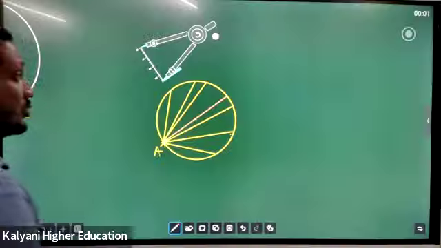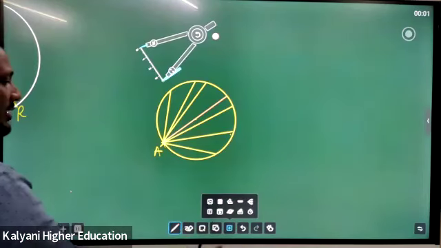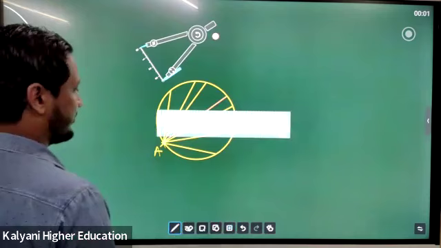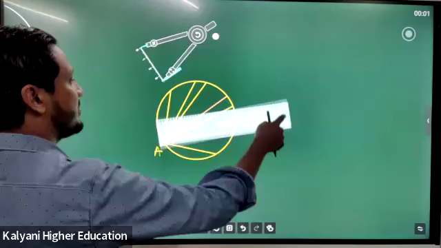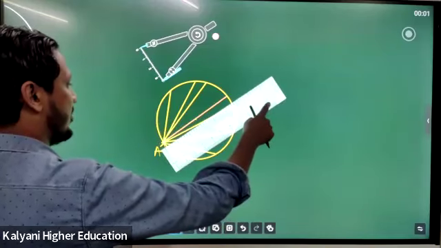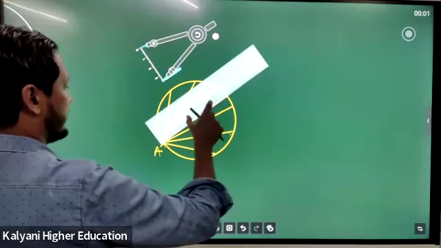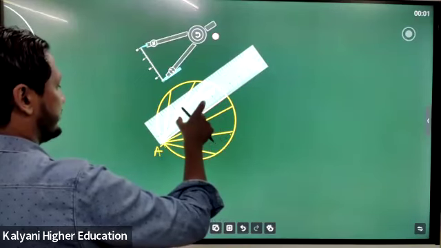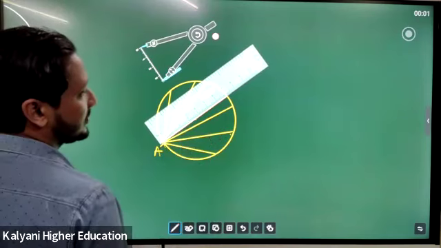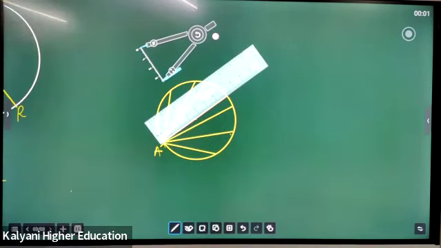The diameter is the largest chord. If I use the rule and measure, what will happen? How much does it come to? Before measuring, tell. It comes to 7 centimeter. If I measured it, how long does it come? 7 centimeter. Correct, no? Understood? Yes or no? Next, Adil.